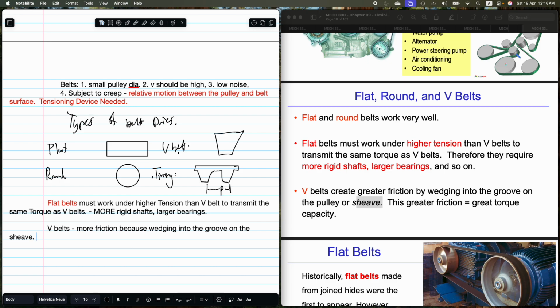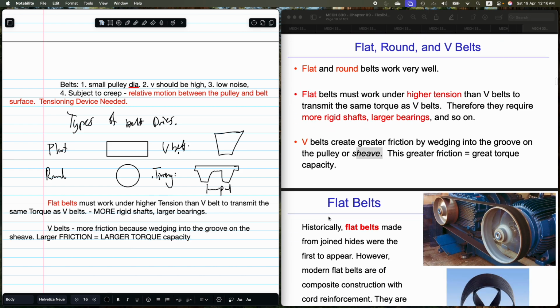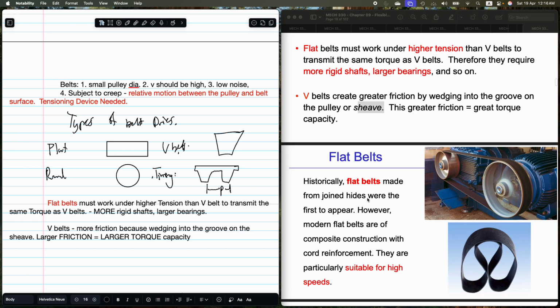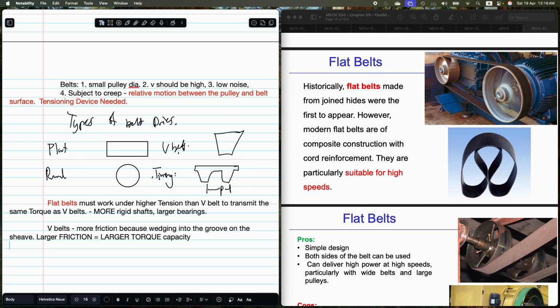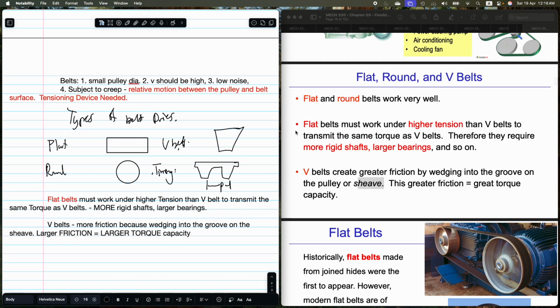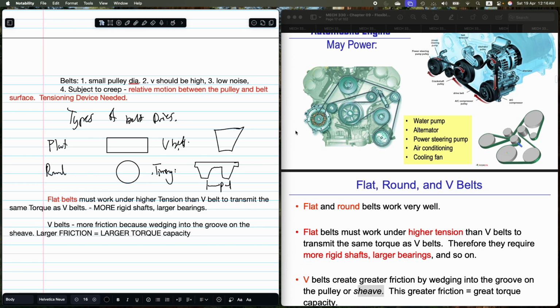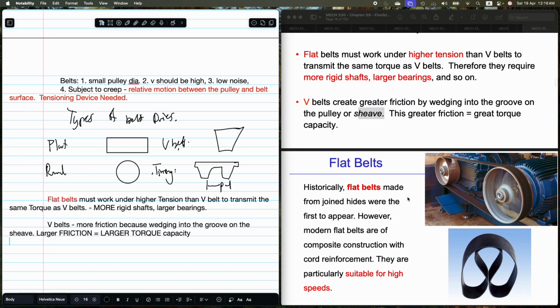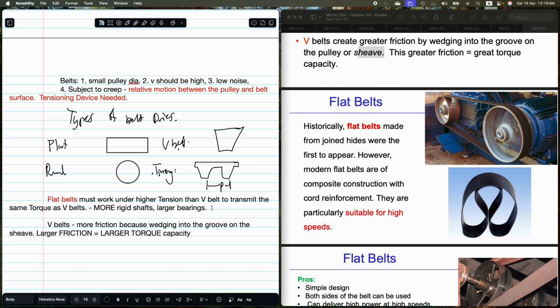Okay, so larger friction equals larger torque capacity. Now, flat belts are made out of leather hide surface. Okay. Do we mention they're good for high speed? No, have I mentioned it anywhere? No. Yeah, so they're good for high speeds, so let's write suitable for high speed.